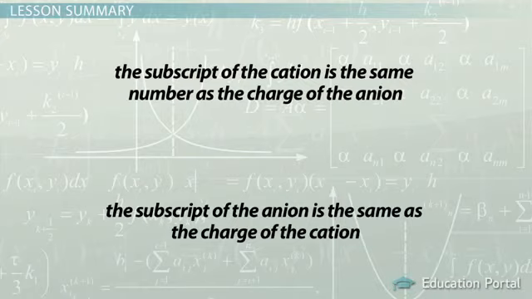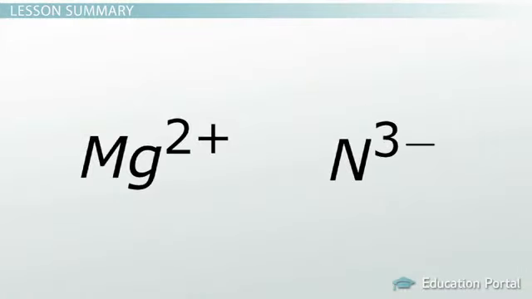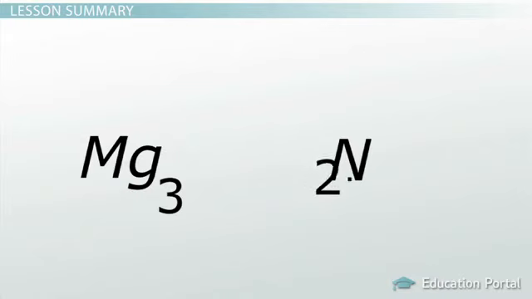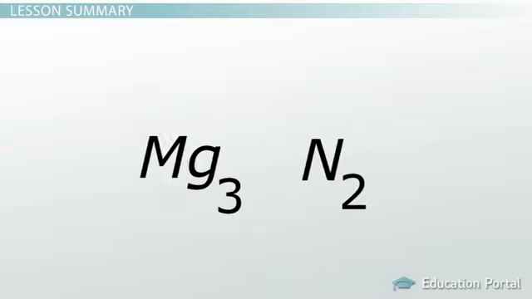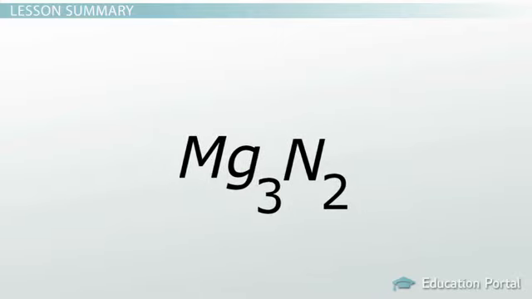For example, an ionic compound called magnesium nitride has a magnesium cation with a positive 2 charge and a nitrogen anion with a negative 3 charge. To write this as a molecular formula, the magnesium cation will have a subscript of 3, which is the charge of the anion nitrogen, and the nitrogen anion will have a subscript of 2, which is the charge of the cation magnesium. Putting this together, the molecular formula of magnesium nitride is Mg3N2.